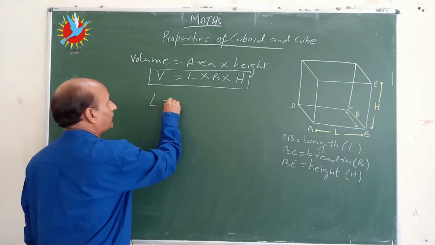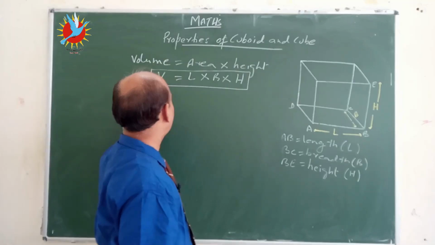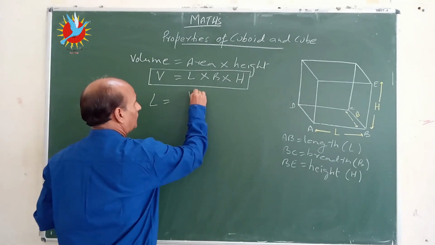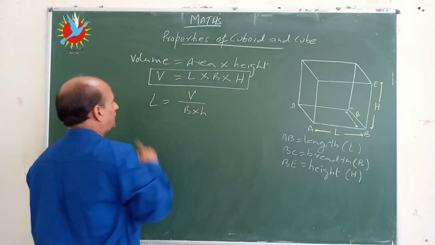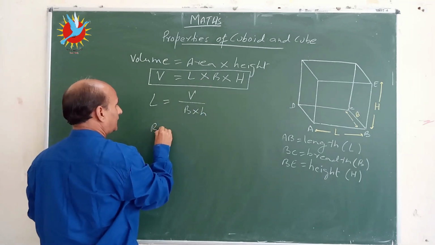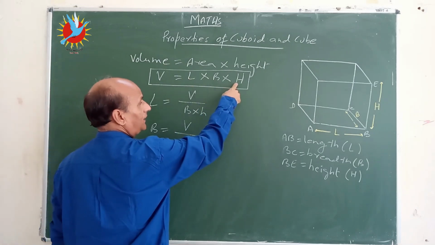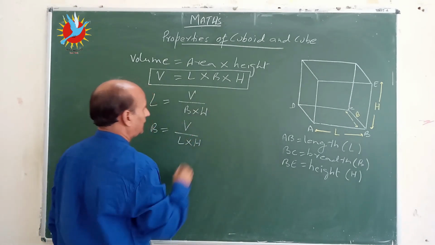Since the two are multiplied here, you can divide when moving to the left hand side. So length is volume divided by B into H. In this way you can find the length. Similarly, if you want to find the width, then volume, and what's remaining? Length and height are remaining. So you can divide by length and height.